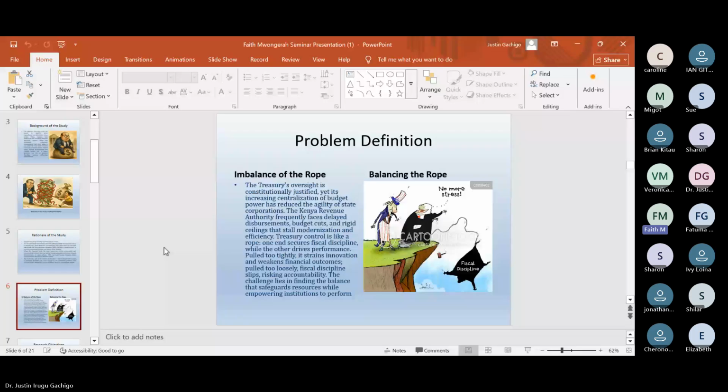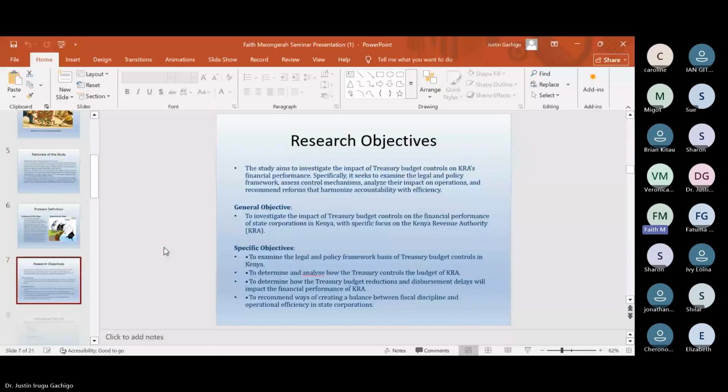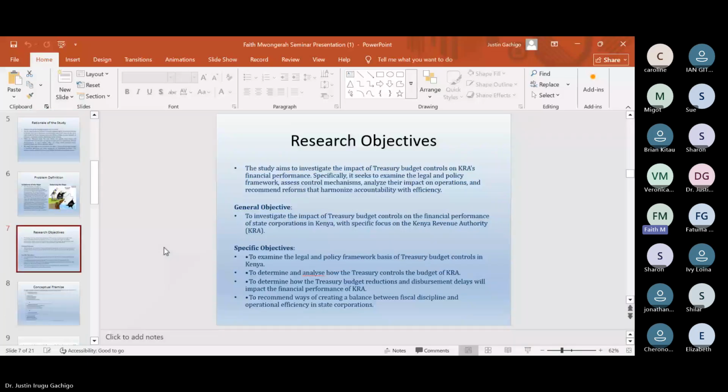So my research objectives: my general objective is to investigate the impact of Treasury budget controls on the financial performance of state corporations in Kenya, with specific focus on KRA. And my four specific objectives are: to examine the legal and policy framework basis of Treasury budget controls in Kenya; to determine and analyze how the Treasury controls the budget of KRA; to determine how Treasury budget reductions and disbursement delays impact the financial performance of KRA; and to recommend ways of creating a balance between fiscal discipline and operational efficiency in state corporations. So the next slide gives my conceptual framework.